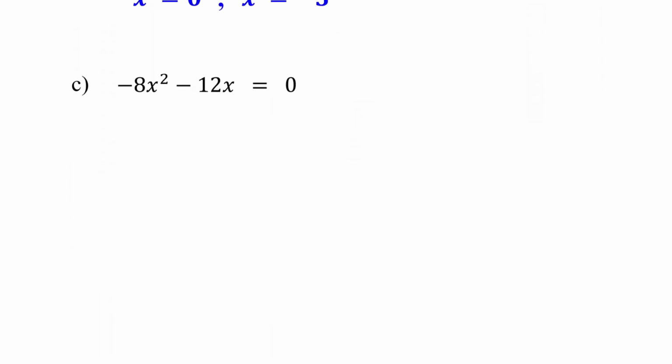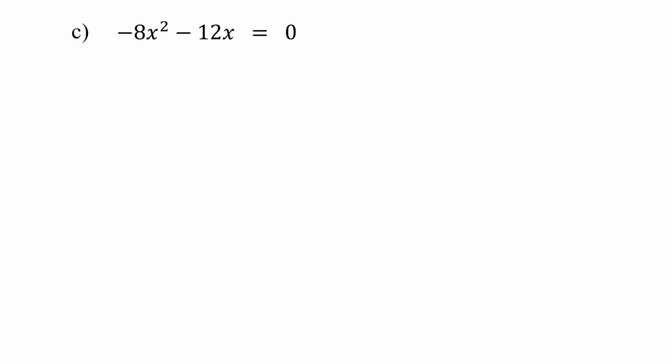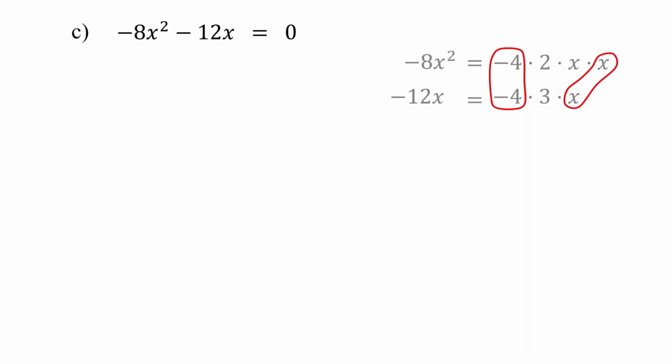Now it is your turn. Please pause the video and give it a try. First, factor out the GCF from each term. The GCF of the numbers is negative 4, and that of the variable is x, right? So, the GCF of the two terms is negative 4x. The other factor is 2x plus 3.